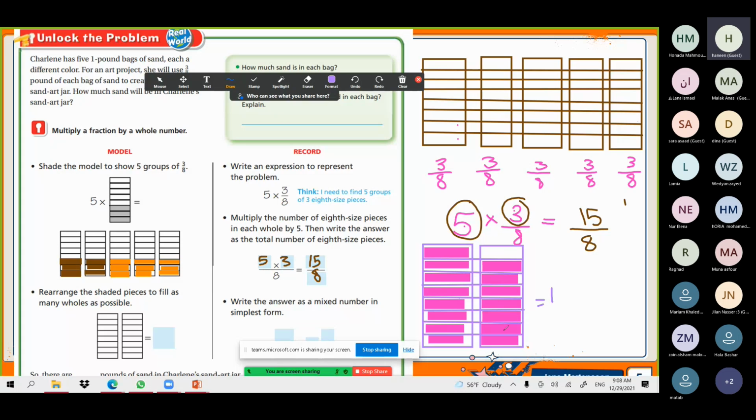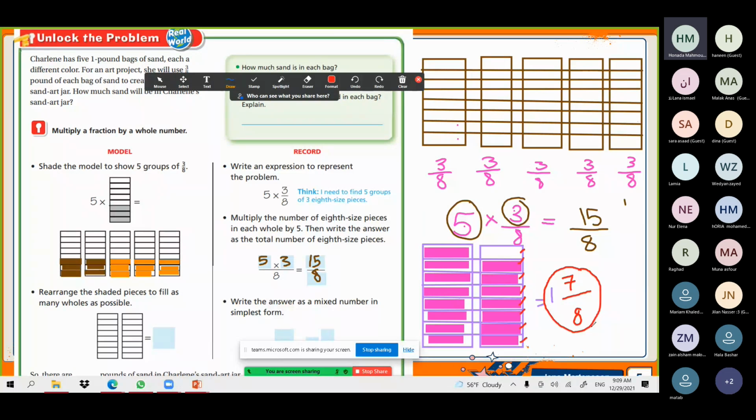Now look at the second rectangle here. How can we represent it as a fraction? How many parts do we have? 1, 2, 3, 4, 5, 6, 7, 8. So we have 8 parts. How many are colored or shaded? 7. Thank you. So this is how I rewrite 15 over 8 as 1 and 7 over 8.